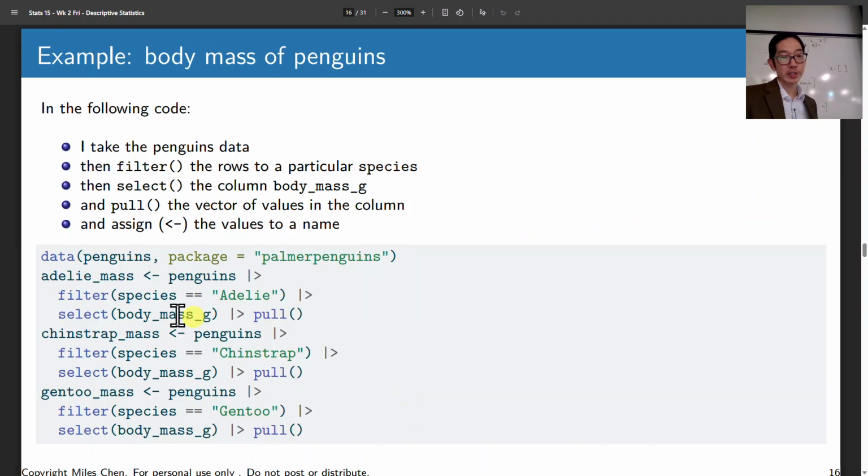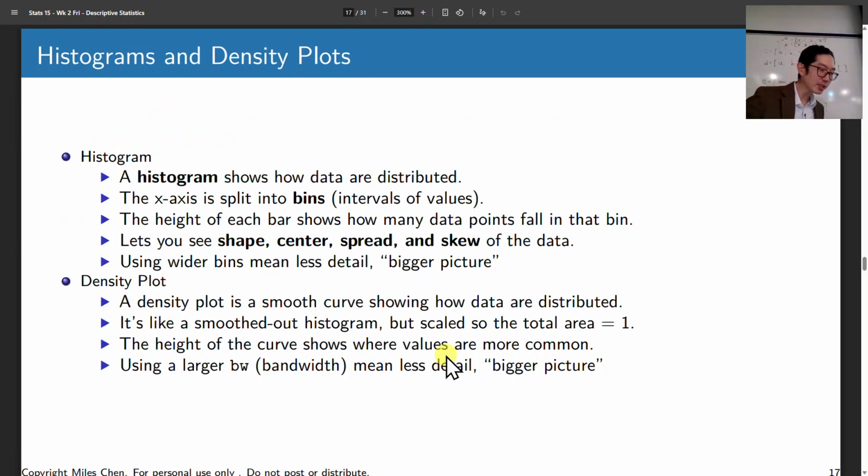Okay, so I'm going to take these things. I've got basically these vectors of Adelie mass, chinstrap mass, and so on, and we can create a couple plots. We can calculate some statistics based off of these things. And so I'll show you histograms and density plots.